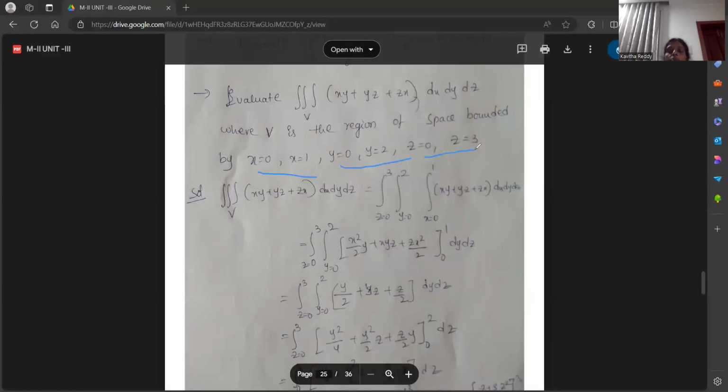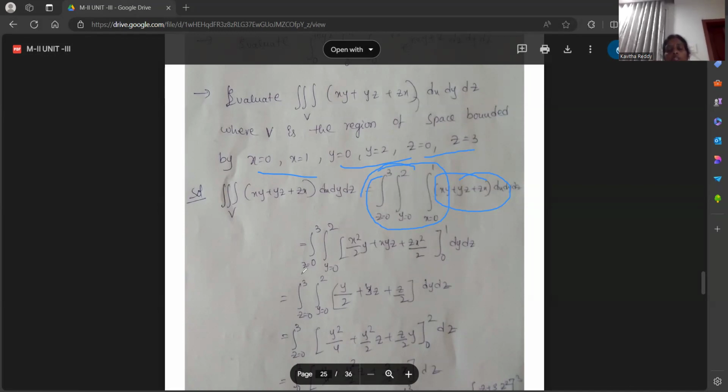That's why first what you have to do is the triple integral of xy plus yz plus zx dx dy dz. So integration from 0 to 3, 0 to 2, 0 to 1, where f of x, y, z is xy plus yz plus zx, dx dy dz. Then apply the limits. Observe here, your integration limits are constants. Then integrate with respect to any variable. If you want, you can integrate with respect to x, y, or z, but I am using x here.